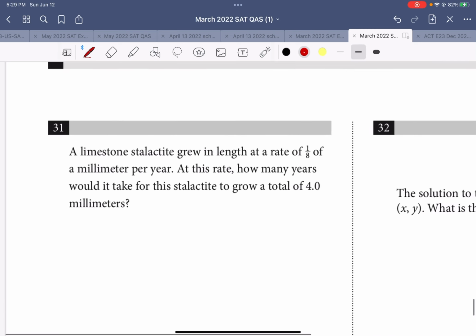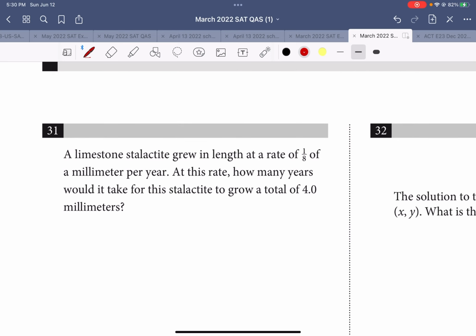Now grading problem, number 31. A limestone stalactite grew in length at the rate of 1/8 of a millimeter per year. At this rate, how many years would it take for this stalactite to grow a total of 4 millimeters? Okay, and the rate is 1/8 per year.